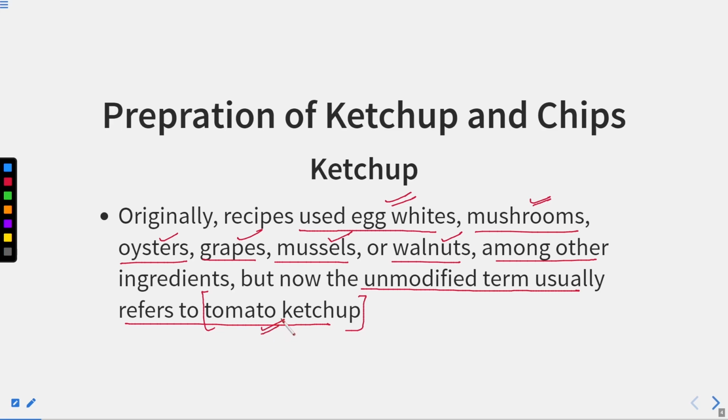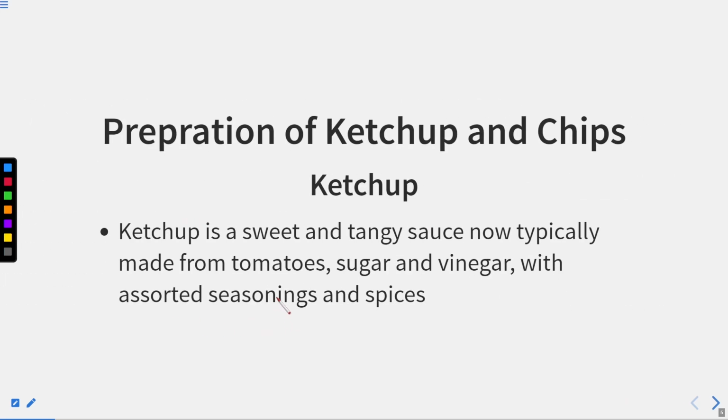as tomato ketchup. Ketchup is a sweet and tangy sauce, now typically made from tomatoes, sugar and vinegar with assorted seasoning and spices. So this ketchup is a sweet and tangy sauce, typically made up of tomatoes, sugar, and vinegar is also added in that, and seasoning and spices are also added, right? So this is tomato ketchup.